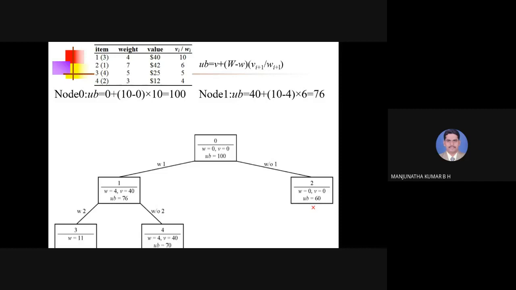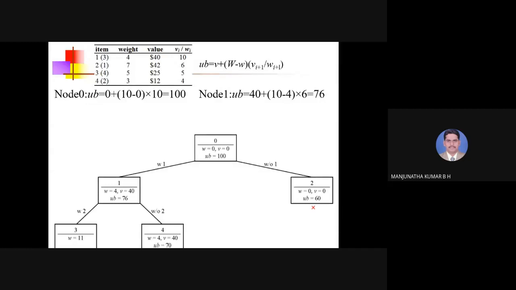I hope this explanation is clear. Let me repeat if it is not clear. Upper bound for node 1 is equal to V. You see the node here, only V is there. We have written V equals 40. 40 plus the remaining capacity, 10 minus 4 since the first item is placed, into the next best profit ratio. The next item's ratio is 6. So the value of this equation is 76. Okay, node 1 calculation is over, node 1 is generated completely.